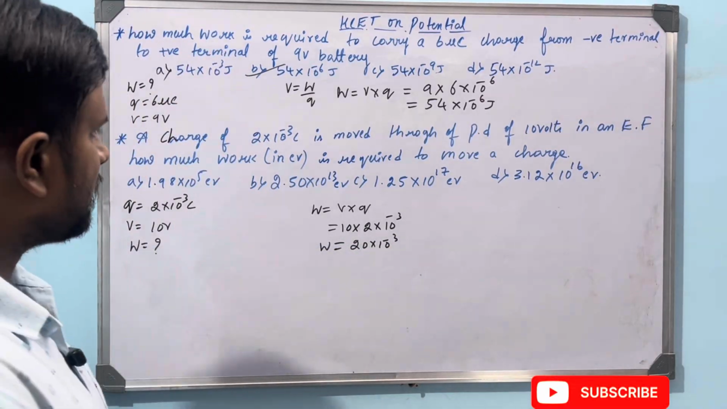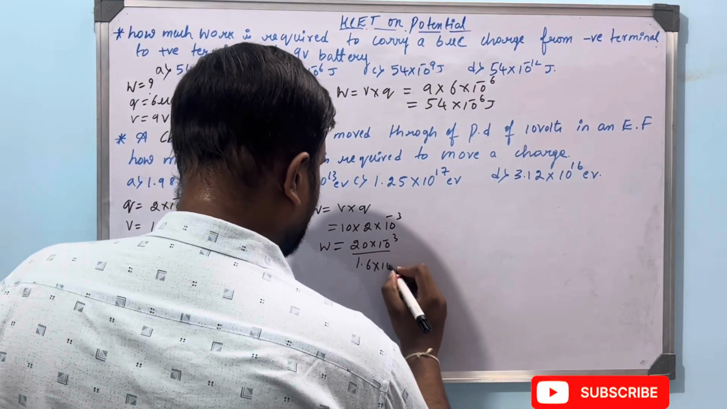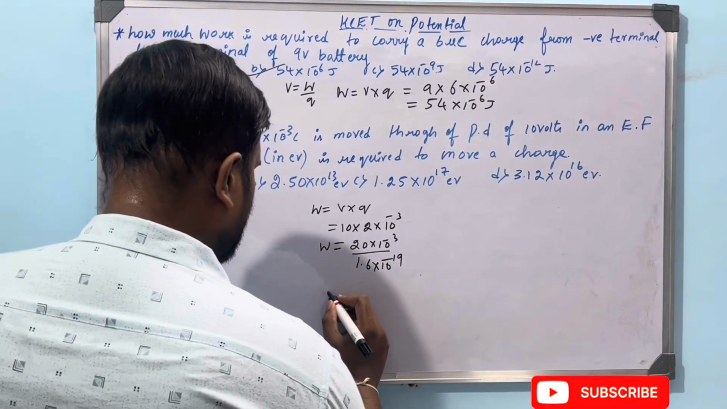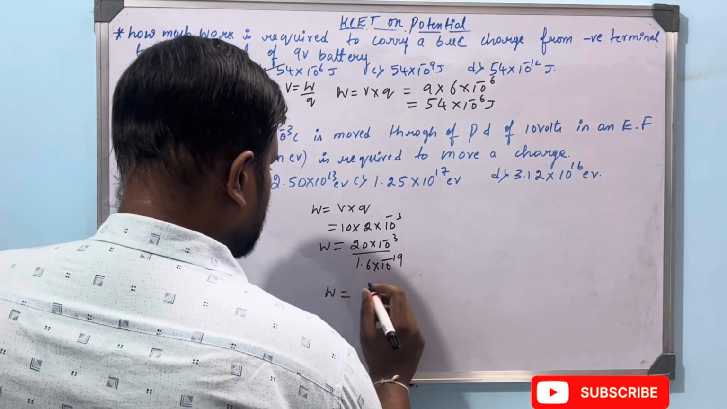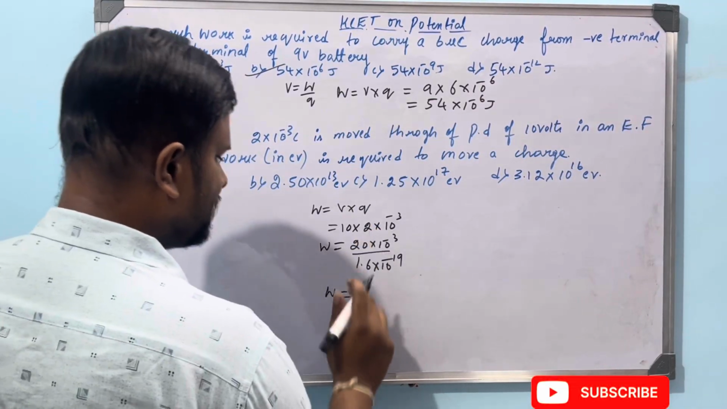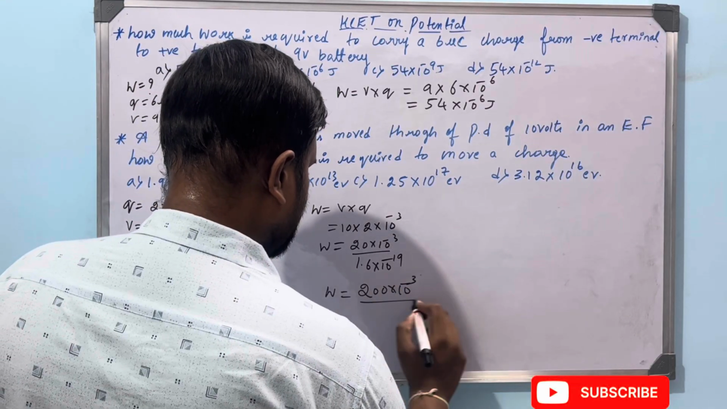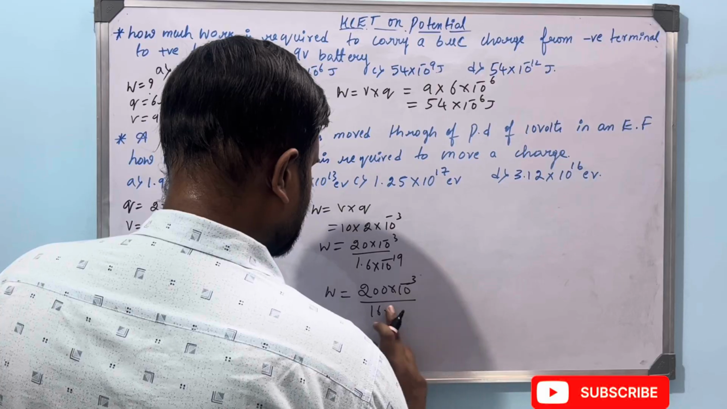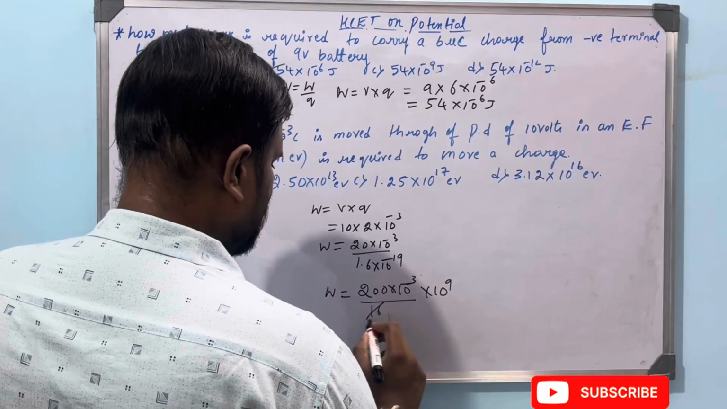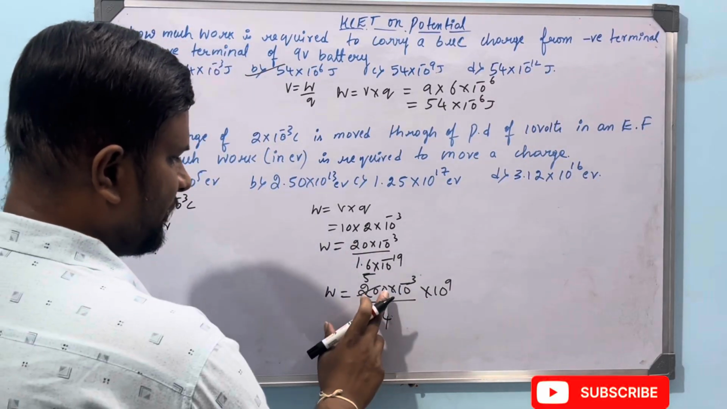But in order to calculate the work done in terms of electron volt, I need to divide by 1.6 into 10 to the power of minus 19. This is the charge on the electron. In order to simplify this, I will remove this decimal and put a 0 over there. So it will become 200 into 10 to the power of minus 3 divided by 16 into 10 to the power of minus 19. Here minus 19 will become plus 19. Here 4 4s are 16, 4 5s are 20, so the remaining 1 zero is there.